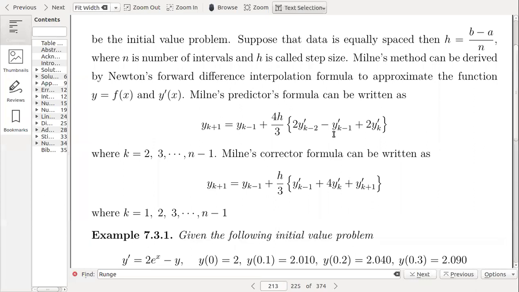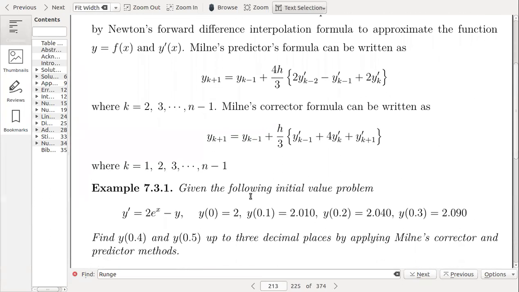Okay, Milne's corrector formula can be written as y(k+1) equal to y(k-1) plus h by 3 into y prime(k-1) plus 4 y prime k plus y prime(k+1). Here we can start with k equal to 1, 2, 3, and so on, because even if we replace k with 1, we will have y prime 0. Also, if we replace k with 1, we will have y naught.